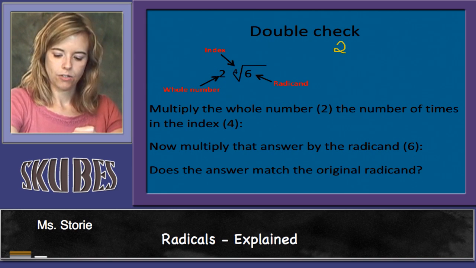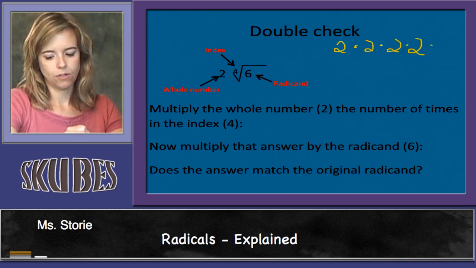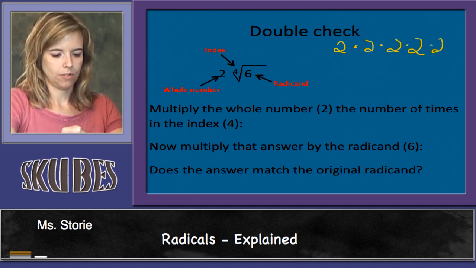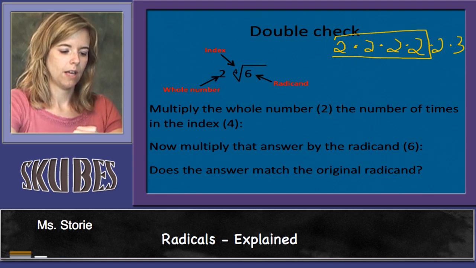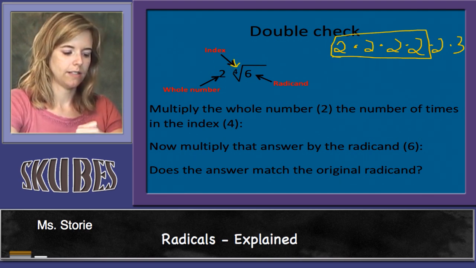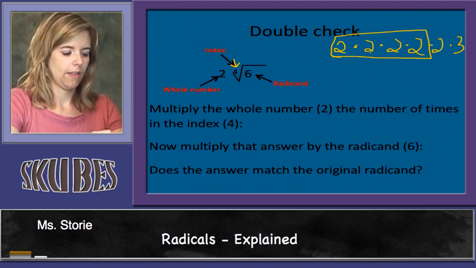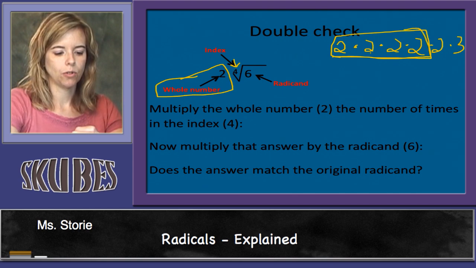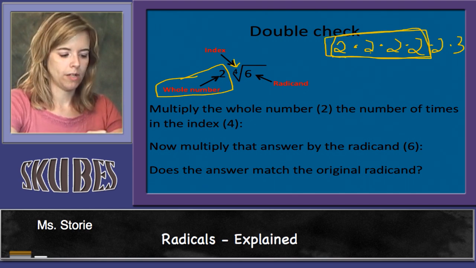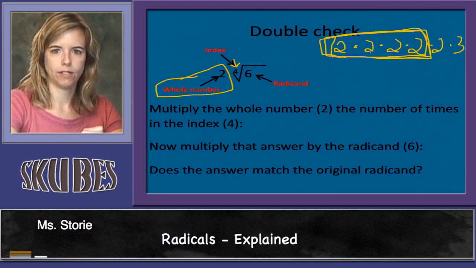Remember we had 2 times 2 times 2 times 2 times 2 times 3. And they said groups of 4 because the index said take them out in groups of 4. So we took out all 4 of these 2's, and they ended up right there. If you take it out as a group, you only write it one time outside the radical sign. So we had one group of 4 2's, so we just wrote it one time.